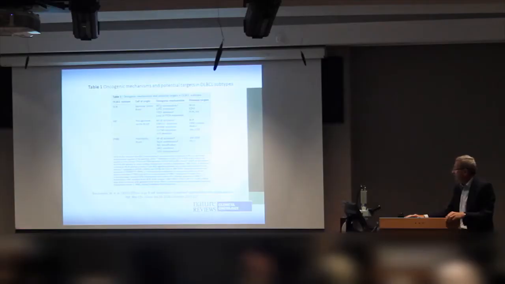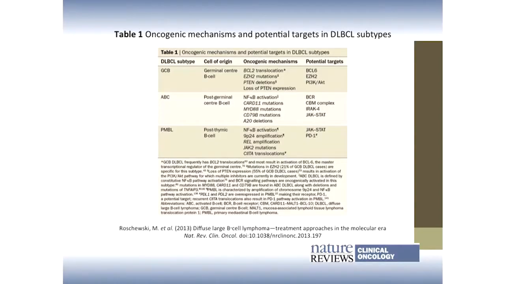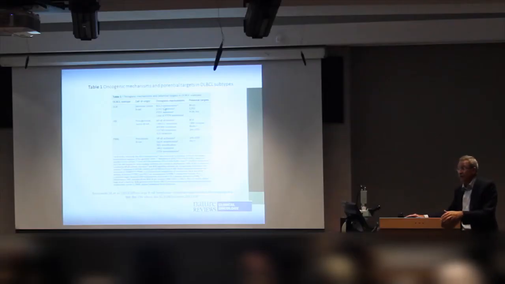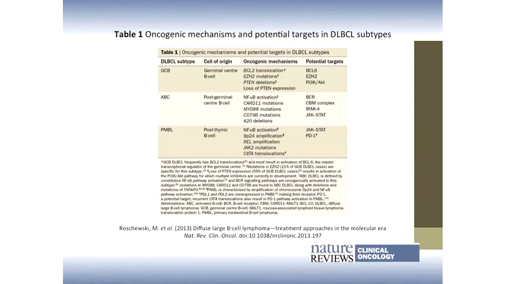In the germinal center B-cell, you have these genes that are abnormal commonly. I mean, every lymphoma has different genes, but these are the genes that occur in a subset, more than 20% of the patients, that are actually abnormal. And for the activated B cell, you have another subset of genes, and for this primary mediastinal B cell, you have another set of genes that are mutated, which are thought to be driving these lymphomas.